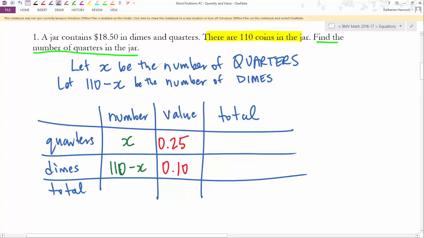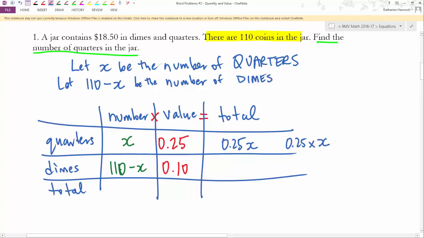And then if I'm going to look at the total number of quarters, so I'm going to try and fill in right here. So to fill in right there, if I had 5 quarters, you could tell me how much it was worth. It'd be 5 times 25 cents or $1.25. But if I have X quarters, I'm going to multiply them. So I'm going to multiply the number of coins times the value of each coin to get the total value of the coins. So this would be 0.25x, which just comes from 0.25 times x.